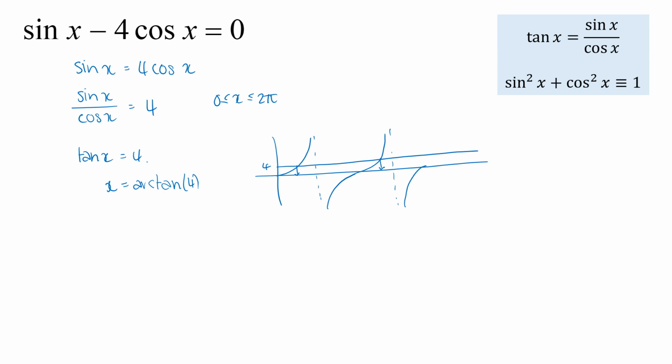So that first solution, don't forget to make sure your calculator is in radians, would be 1.33, and then we're going to add pi for our second solution. So 4.47.